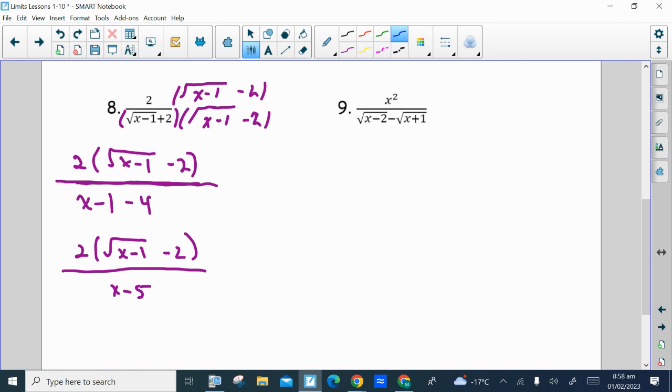All right, so for question 9, you need to multiply top and bottom by the conjugate of the denominator. Same two terms, just with the opposite sign in between. It would be the root of x minus 2 plus the root of x plus 1. Top and bottom.